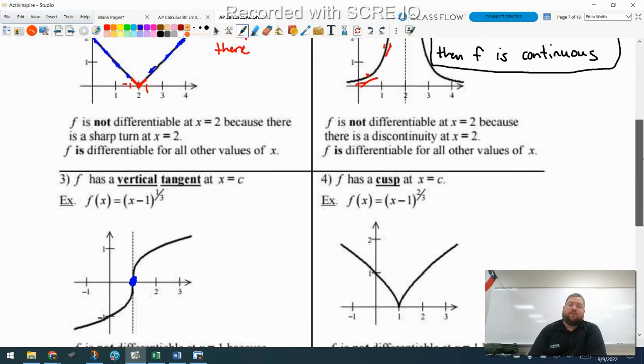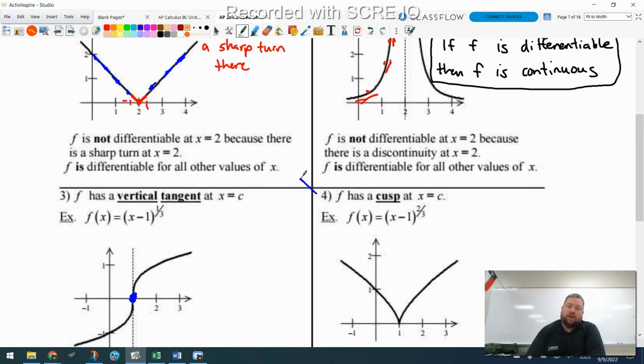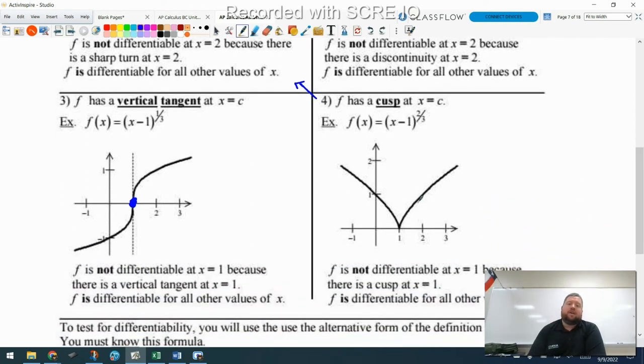All right, I will say that number 4 and number 1 often are included in the same spot. So a lot of people will say there's just 3 ways to identify non-differentiability, and that's because they look very similar. A sharp turn, you have this turn going. A cusp is when 2 curves meet each other like that. So this has a cusp at x equals 1, and you would say f is not differentiable at x equals 1 because there is a cusp at x equals 1.